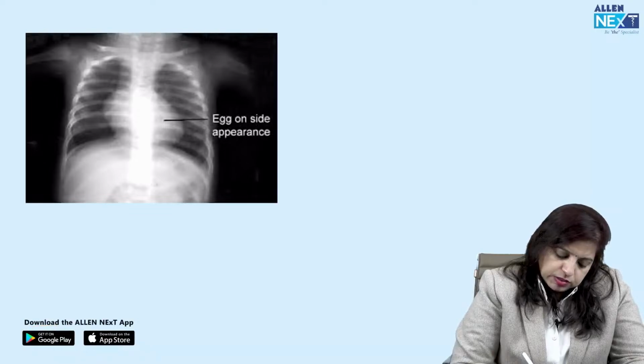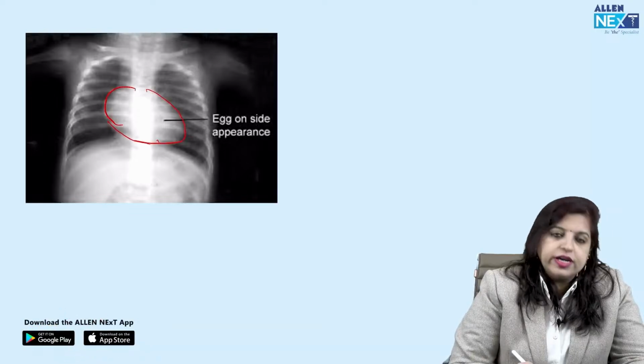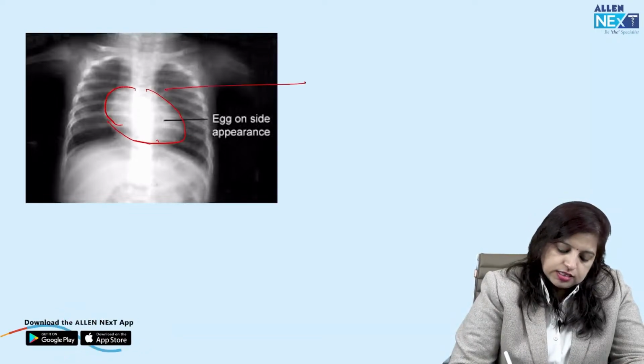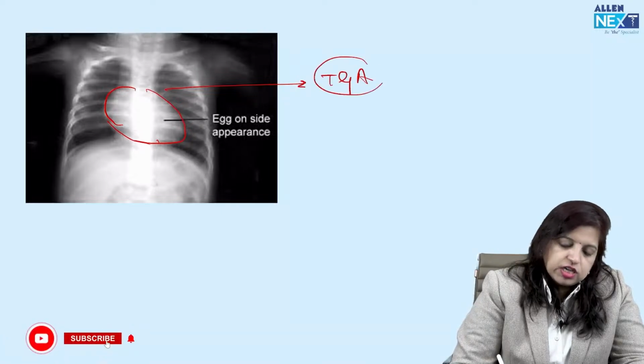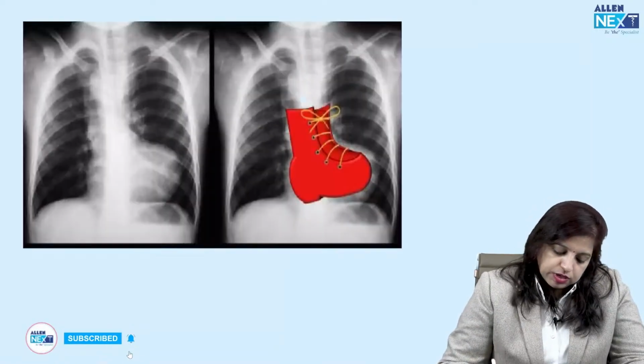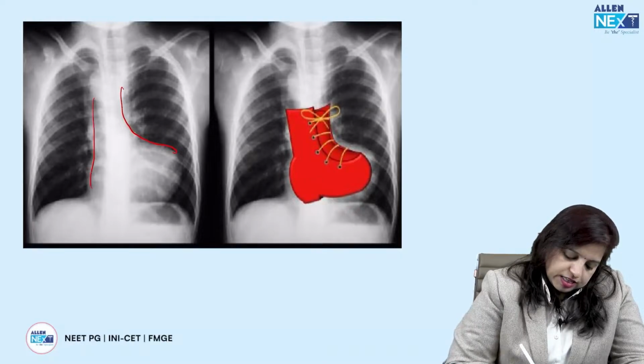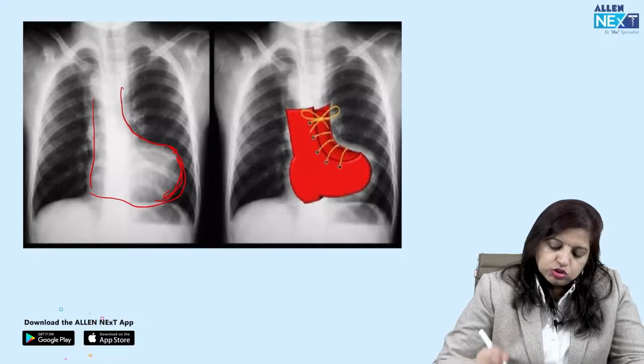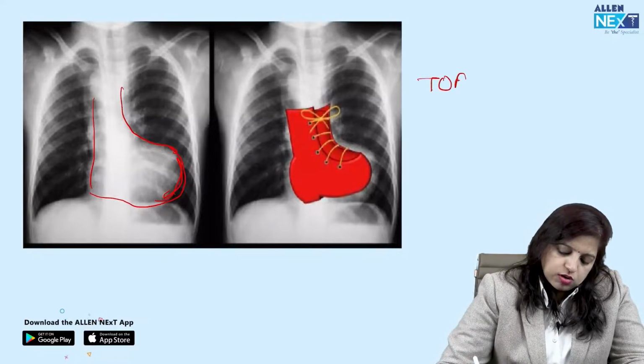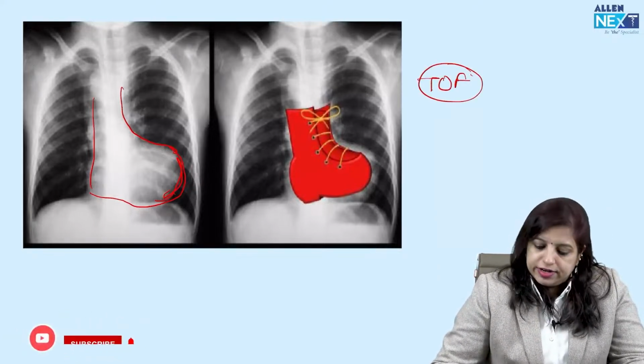Okay, then sometimes they can ask you what is this, egg on end appearance in a cyanotic heart disease. Then you will call it TGA, transposition of great arteries. Sometimes they may give you this, right? And they may ask you what is the diagnosis? Upturned apex of the heart. So this is a boot shaped heart. This is so classical of TOF, tetralogy of Fallot, right?